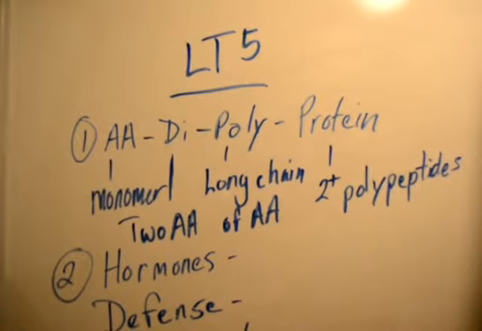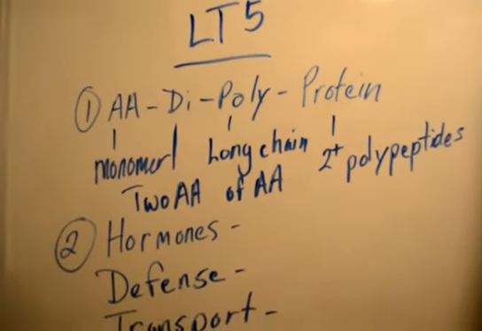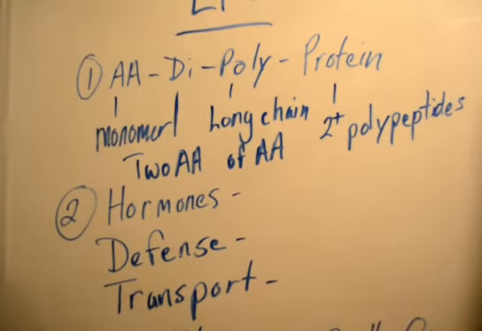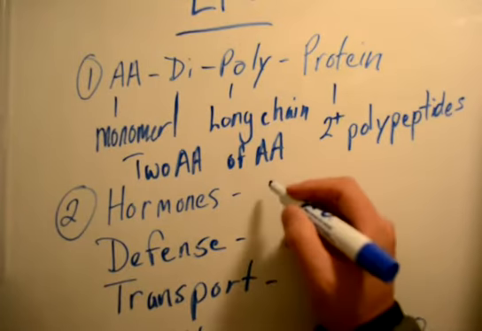Now for number 2, list 3 functions of a protein and give a brief description. So the first one that I talk about is hormones. So hormones are chemical messengers, and an example of a hormone is a growth hormone.